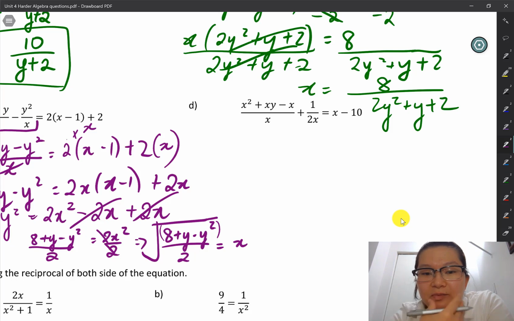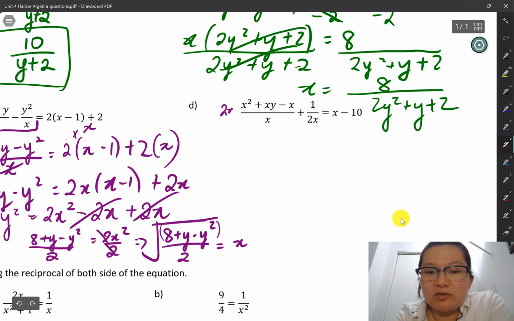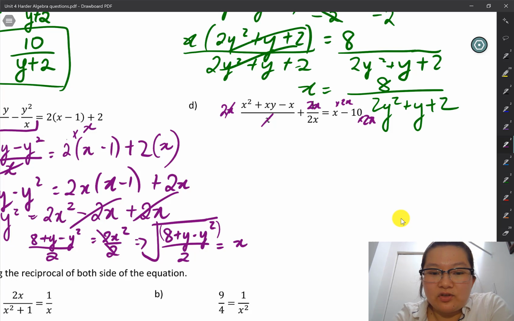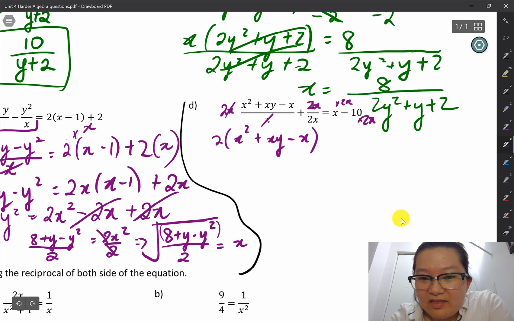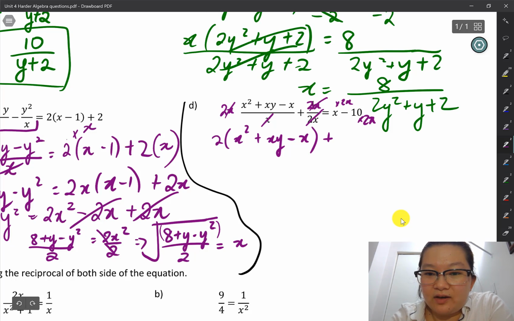Finding the first step here, I would just find the common denominator, which is 2x. So I'm going to multiply all of my terms by 2x, including this guy here, and this 10 here by 2x. Everything needs to be multiplied by 2x. This x here cancels out with the x on the bottom, so I'm left with 2. And then inside, let's just divide this all up. I get 2 in brackets x squared plus xy minus x. Suspicious. And then over here, I have 1 over 2x times x, that's just 1, because the top and the bottom cancel. Very nice.